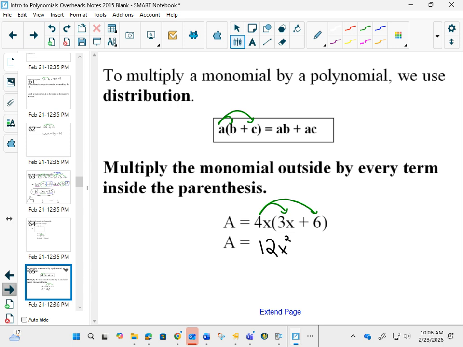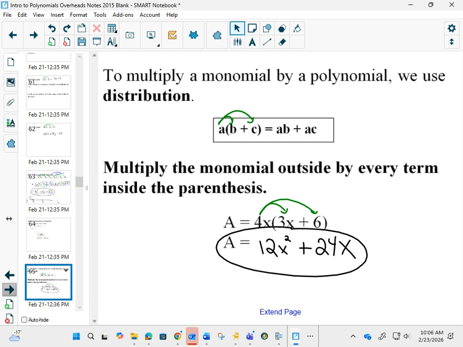And then here, 4x times 6. 24. Okay, I'll circle around that. Those aren't like terms because one has an x squared and one has an x. So we can't put them together. This would be our final answer. So now it combines our exponent laws and our new polynomial laws together.